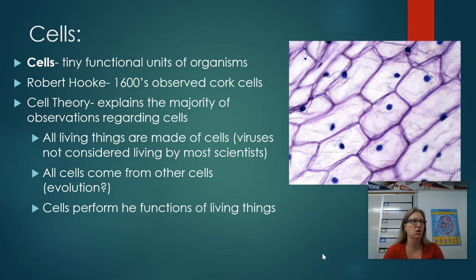This guy named Robert Hooke, back in the 1600s, observed cork cells. He was kind of the first guy to actually observe non-living cells and come up with this idea of them being the building blocks. Some other scientists, and you can see them on page 30 in your books, worked together and came up with this thing known as the cell theory. And it's 3 observations about cells that still hold true today.